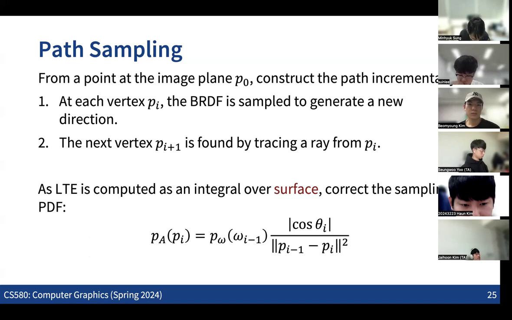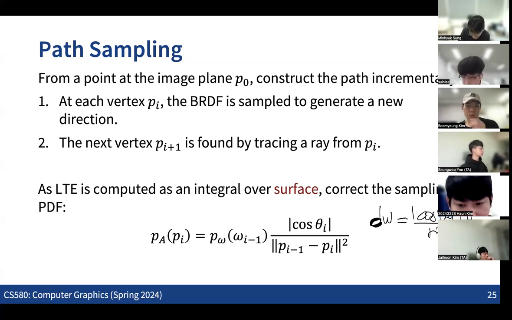Also, one small thing is that we are not only sampling based on the BRDF, because we are also computing the LTE, the light transport equation, as an integral over the surface. We are correcting this sampling PDF based on the relationship between the differential solid angle and the differential area that we also saw in the previous lecture. So the relationship between these two was defined like this, right?